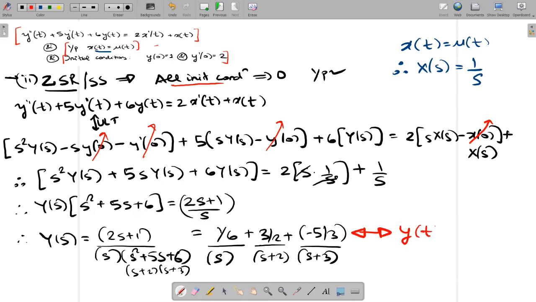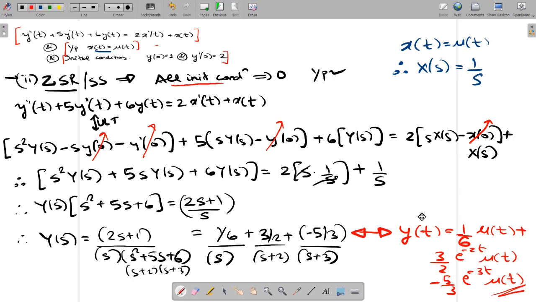Last step now is to get the inverse Laplace transform. So y of t is equal to 1 by 6 u of t plus 3 by 2 e raised to minus 2t u of t minus 5 by 3 e raised to minus 3t u of t. So what is the response? Well, this response is your forced response. Okay, so you can say y f of t.